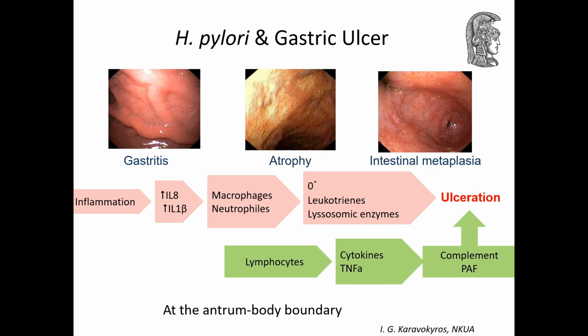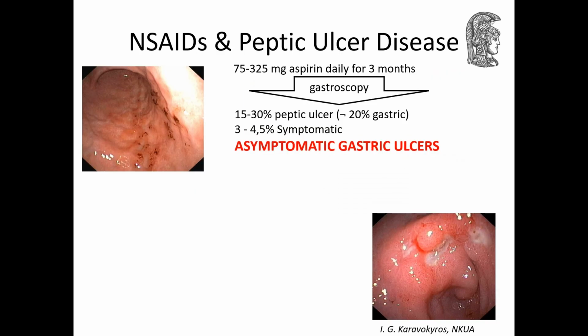The subsequent activation of lymphocytes, and further secretion of cytokines and TNF-alpha provoke the activation of complement and platelet activating factor. This enhances the ulcerative state. The outcome is the diminished resistance of cells, even to low amounts of acid, ending in mucosal ulceration. Gastric ulcers are usually located at the antrum-body boundary, at the transitional zone from the body type to the antrum type mucosa. The association of nonsteroid anti-inflammatory drugs with peptic ulcer is well known.